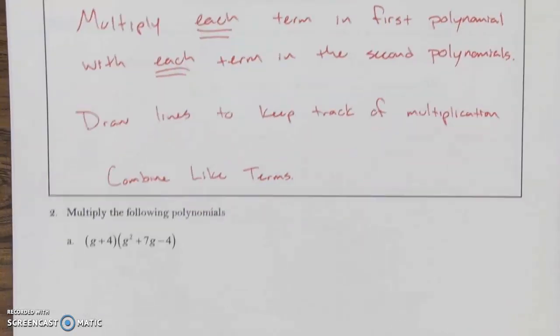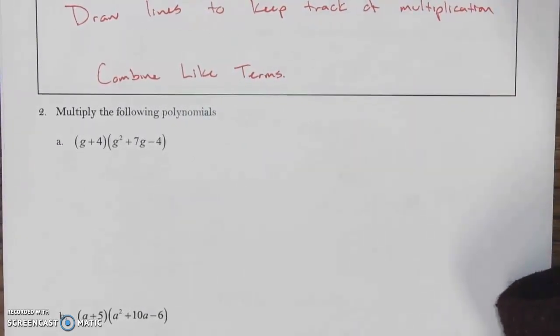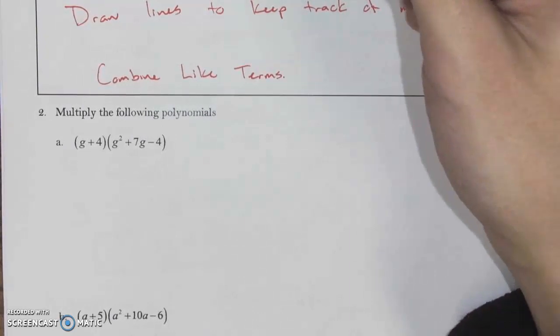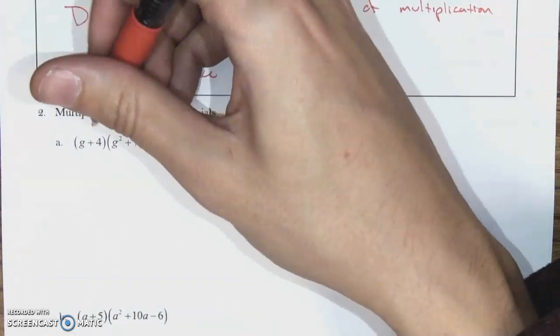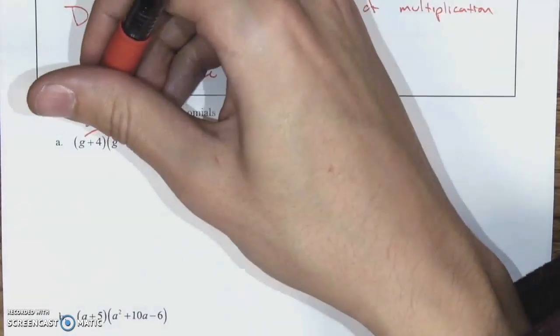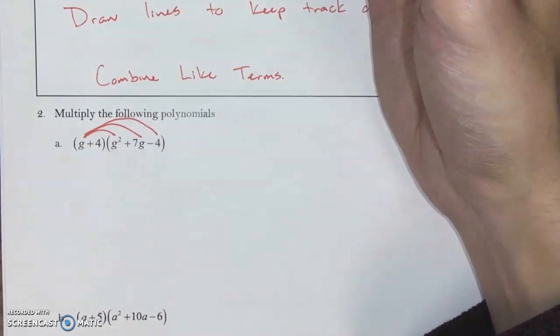So let's practice. Here we have g plus 4 times g squared plus 7g minus 4. We have a binomial, 2 terms, times a trinomial, 3 terms. So we're going to multiply each term in the first polynomial with each term in the second polynomial. So let's just look at this first term of the binomial, g. We're going to multiply it by every term in the second polynomial.